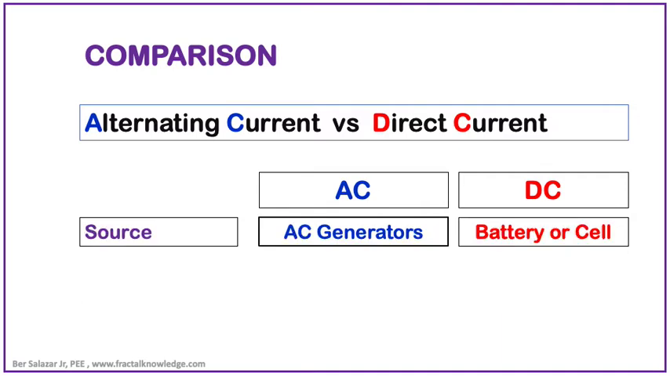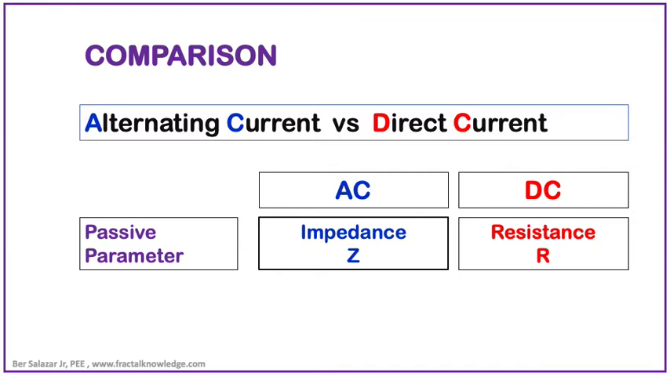In terms of source, alternating current comes from AC generators and DC comes from a battery or cell. Or DC can be coming from a DC generator, but the DC generator uses diodes or a rectifier. In terms of passive parameters, in AC we call it impedance Z, and in DC we call it resistance R.